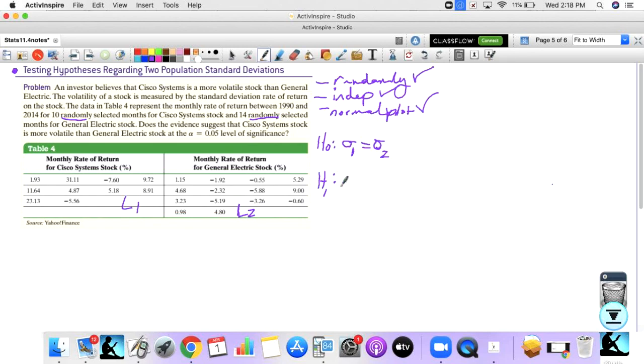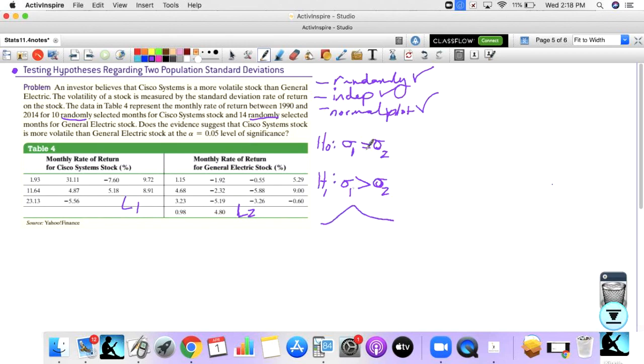Our alternative, however, is that whatever's in our L1, so that our Cisco systems, that standard deviation is more volatile, which would mean that it has to be bigger. The standard deviation would have to be bigger than what's going on in our second one, okay? So that's our alternative hypothesis, okay?